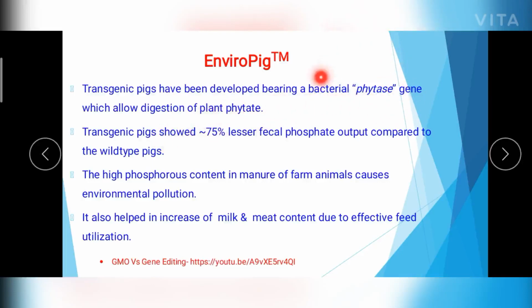When you are inserting this phytase gene in the pig, they are able to show effective feed utilization, and the fecal phosphate, the phosphate content in the feces of these pigs, is 75% less. Thereby it is reducing the environmental pollution, and it also helped in increasing milk and meat content, because due to effective feed utilization, the milk and meat content has also increased. So in this manner you are able to create this Enviro pig by using this transgenic technology.